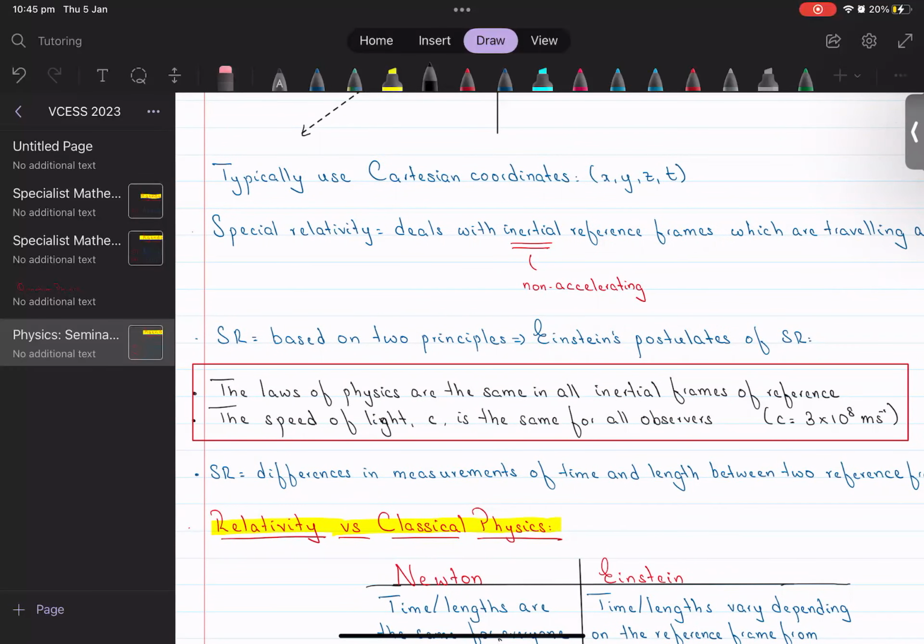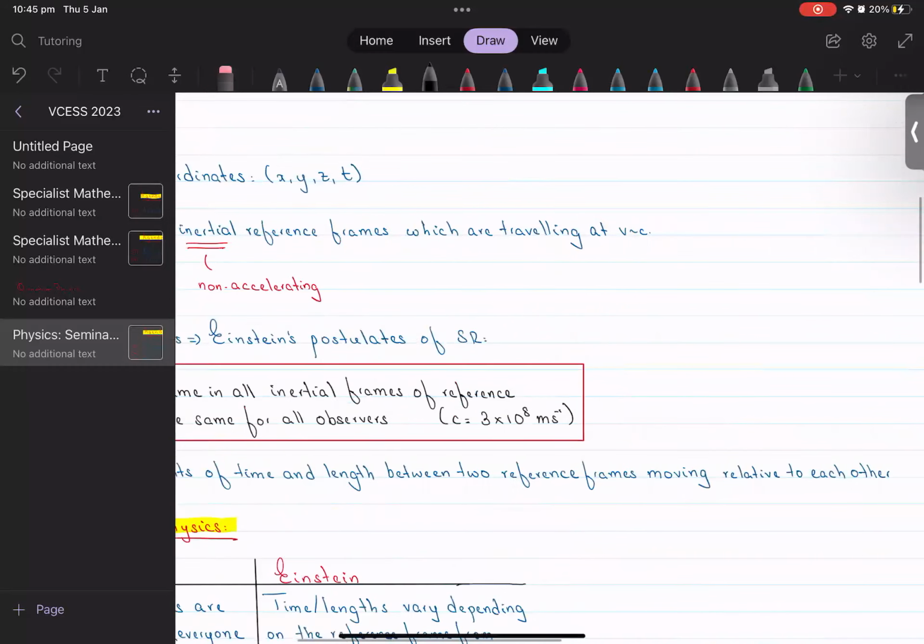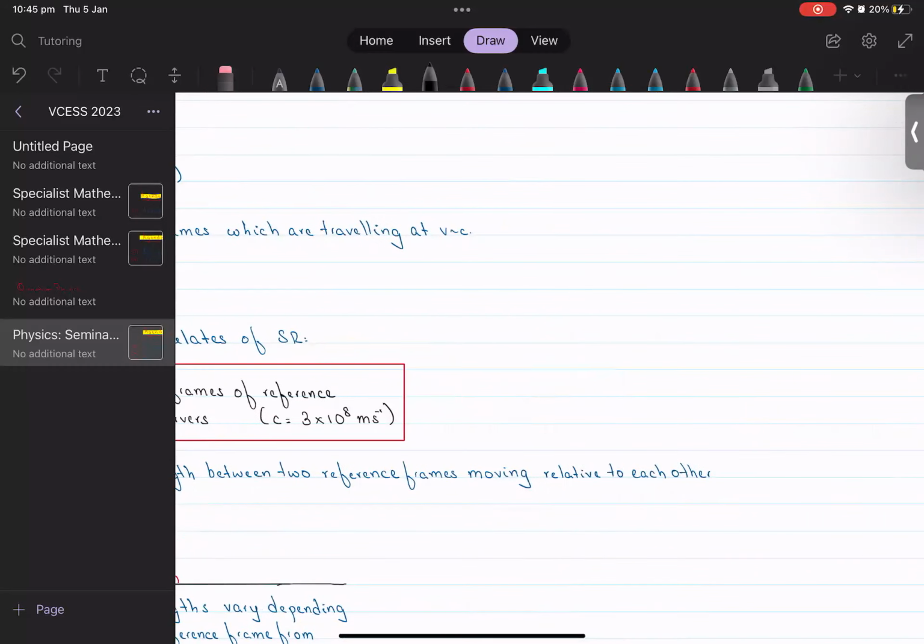Okay, what does that mean? Well, suppose you were on a train. That's my very badly drawn train, by the way. Yeah, you can see why I didn't study arts. So let's say you are on a train. You're on a train here.